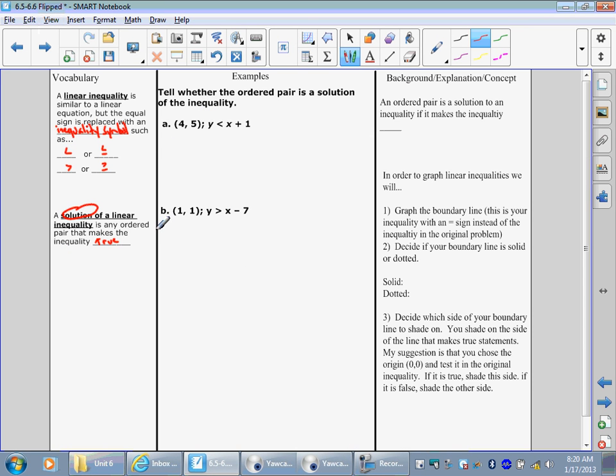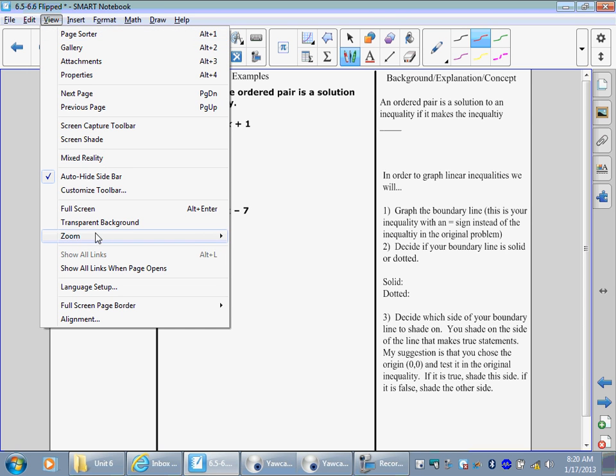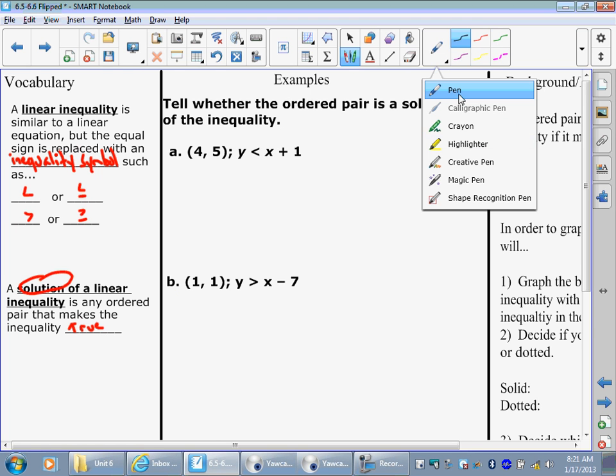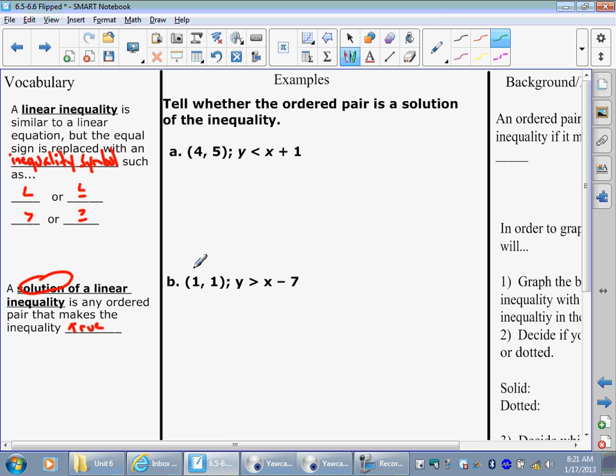So let's look at this one. Tell whether the ordered pair is a solution of the inequality. Is the ordered pair 4, 5 a solution to this? Now, of course, we remember from down here, solutions make true statements. So if I replace y with the y value, because this is an x and a y, so if I replace y with 5 is less than replacing x with 4 plus 1.